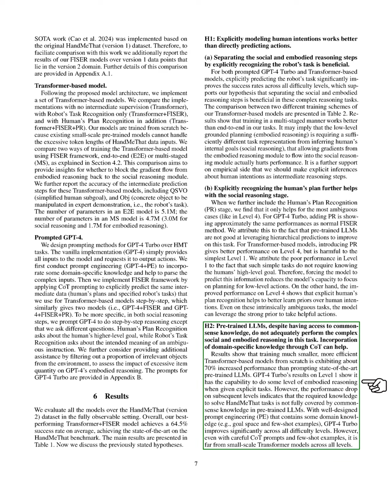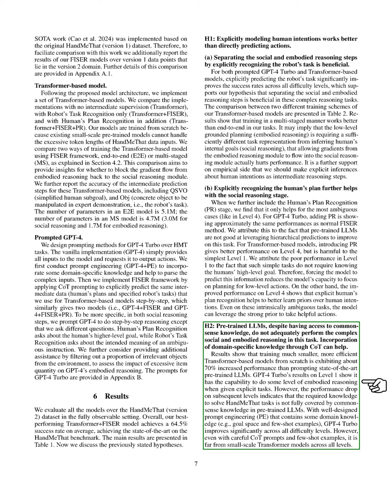Section H2. Pre-trained LLMs, despite having access to common sense knowledge, do not adequately perform the complex social and embodied reasoning in this task. Incorporation of domain-specific knowledge through COT can help. In this section, we discuss how pre-trained large language models, LLMs, despite having access to common-sense knowledge, struggle with complex social and embodied reasoning tasks. We find that incorporating specific domain knowledge through chain of thought, COT, techniques can enhance performance.